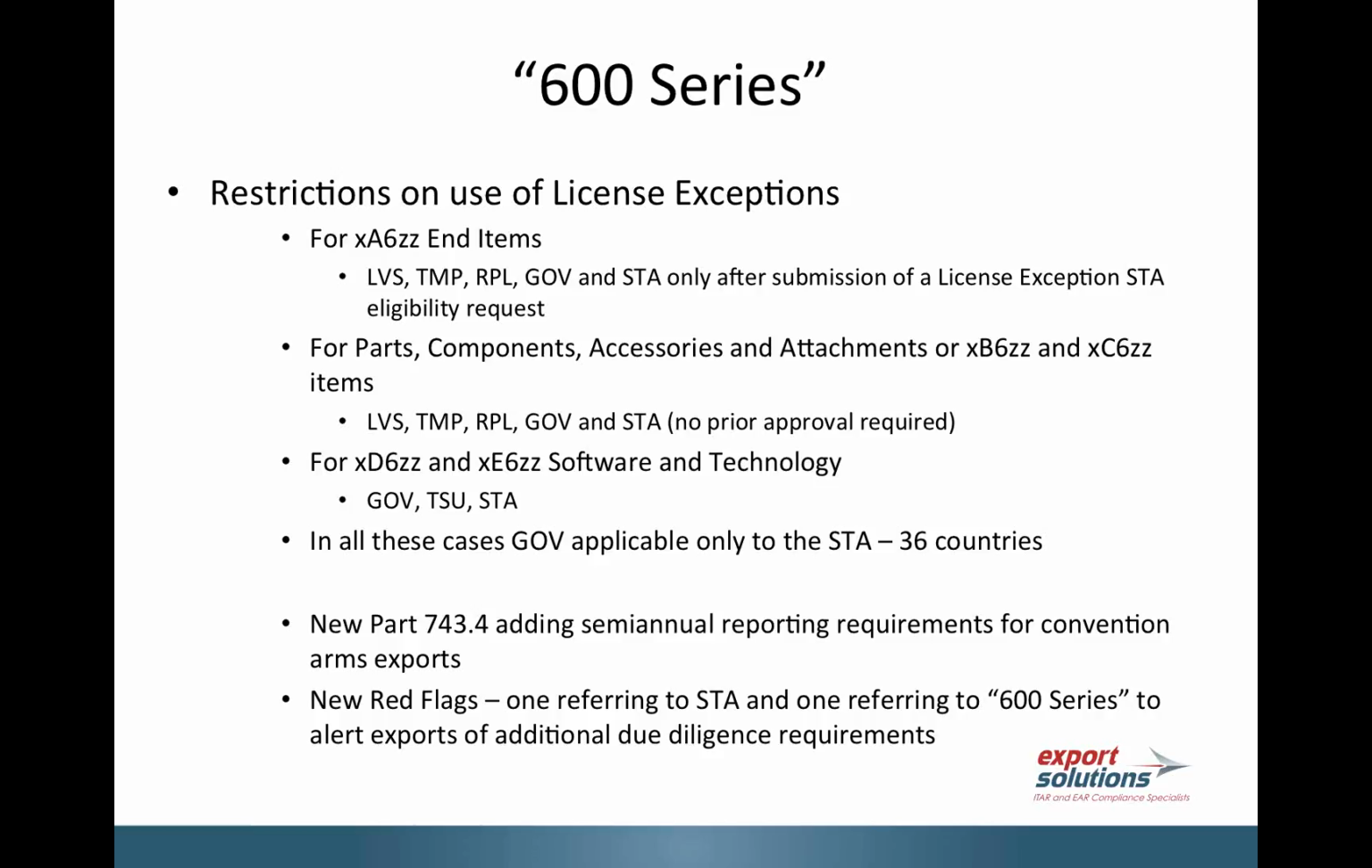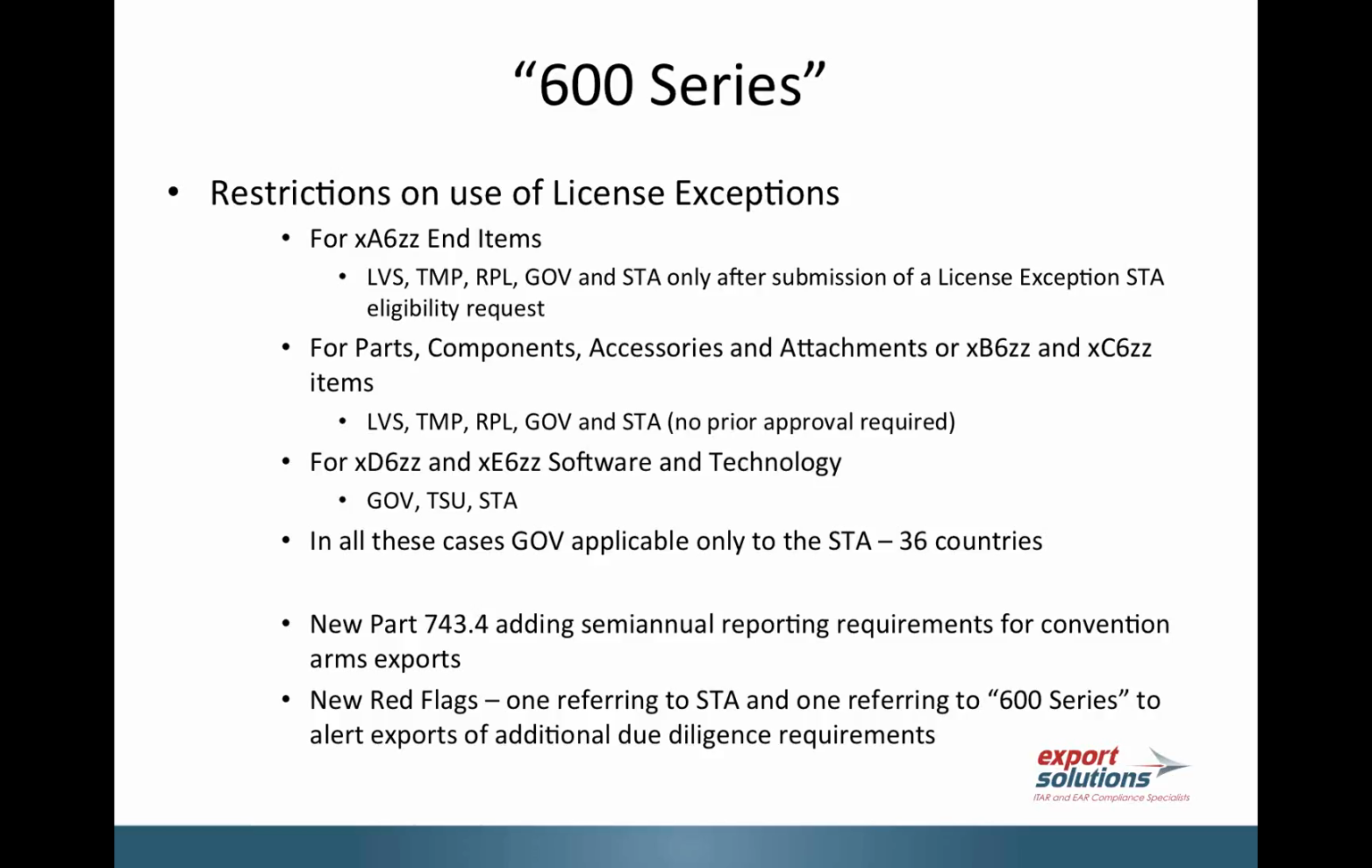For parts, components, accessories, and attachments for 600 series items, no prior approval is required for limited value, temporary, replacement, government, and strategic trade. So that's good. They're really looking at the heavier controls on the whole item itself rather than its parts, components, and accessories. That's a fairly substantial change that should make doing business in these types of items a bit easier. And software and technology still has technology software unrestricted, and the STA and government exceptions available.